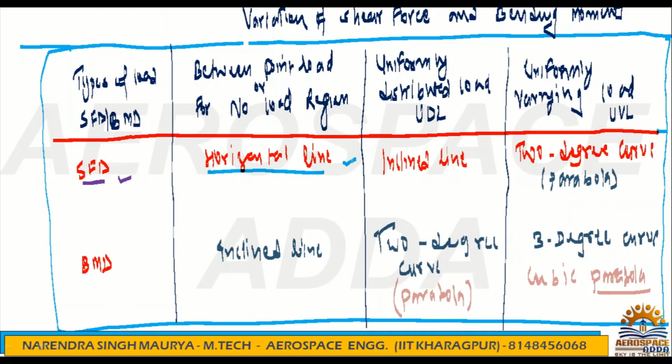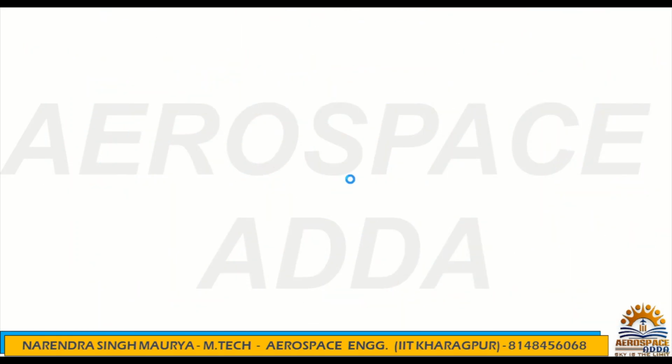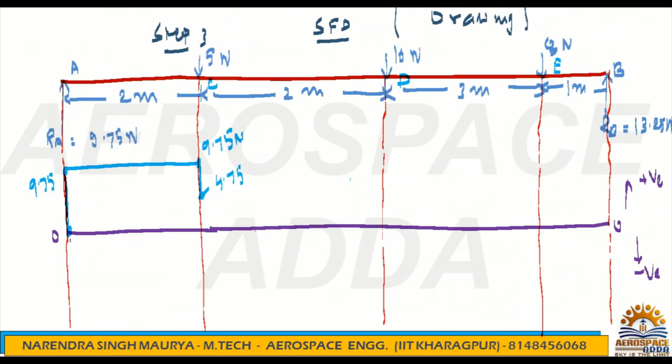The line will be a horizontal line. So you have to draw the horizontal line again. Again, you have to draw the horizontal line between these two forces. So now this will be the horizontal line. Just before 10 Newton, what is the value? This value is nothing but 4.75 Newton, just before 10 Newton.